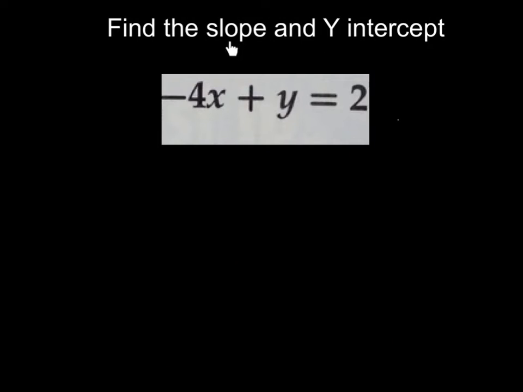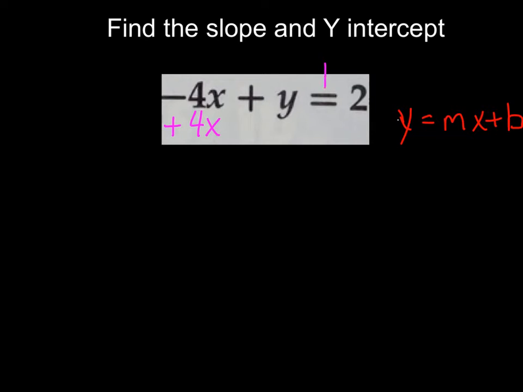Let's take a look here and find the slope and the y-intercept of an equation that looks like this, where it's not in slope-intercept form. So I know in slope-intercept form, I want to get the y by itself. Now I notice there's a negative 4x here, and I know I could cancel that out if I had a positive 4x on this side.